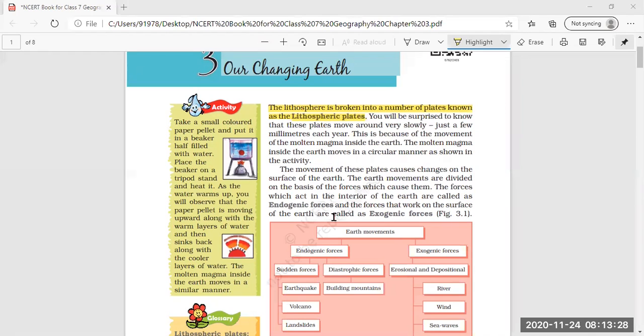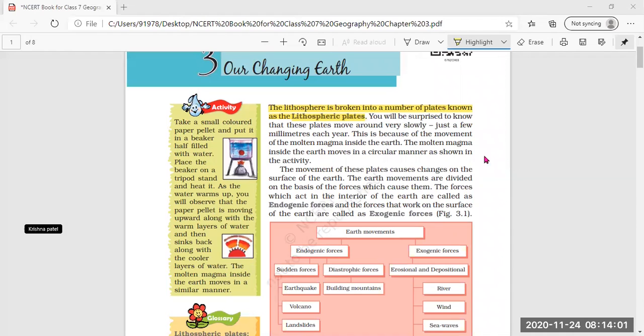The forces which act in the interior of the earth, deep inside the earth, are called endogenic forces. And the forces that work on the surface of the earth, due to which changes are made on the surface of the earth, are called exogenic forces.